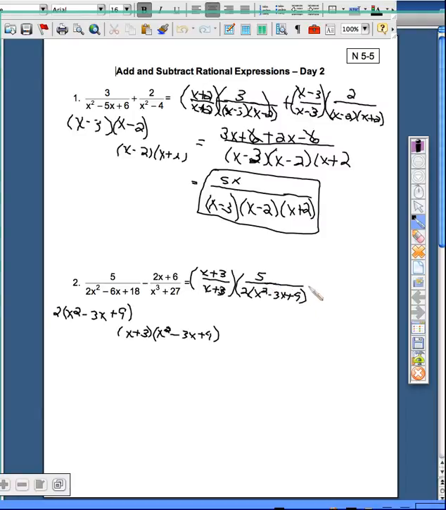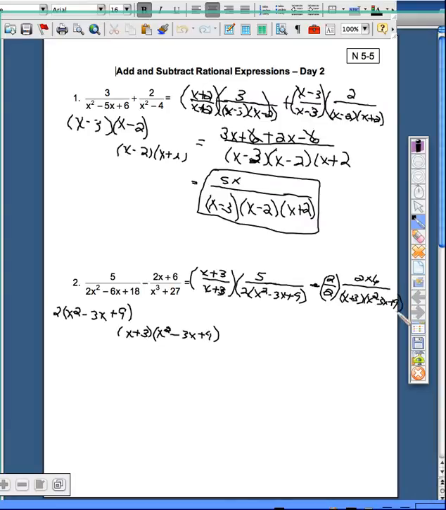All right, minus this time, so we're going to have to be careful with that minus sign there. This one was missing the 2, so we're going to multiply it by 2 over 2 times 2x minus 6 over x plus 3 times x squared minus 3x plus 9.